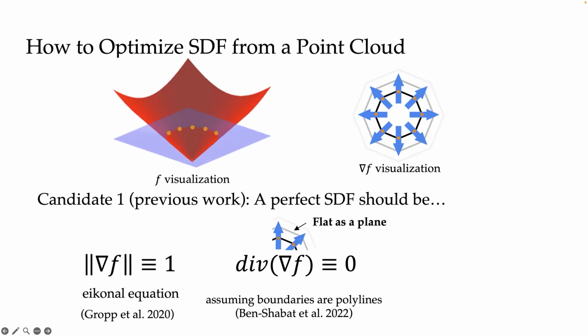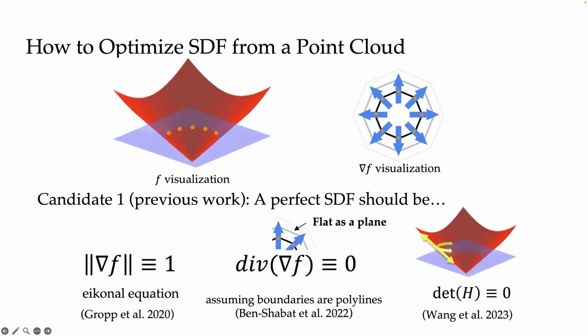A more complex property is that the determinant of the Hessian should be 0 almost everywhere. Why? Because at each point, you can always find a direction with no curvature. In the Hessian matrix, this means there is an eigenvector with eigenvalue 0, so the determinant becomes 0.